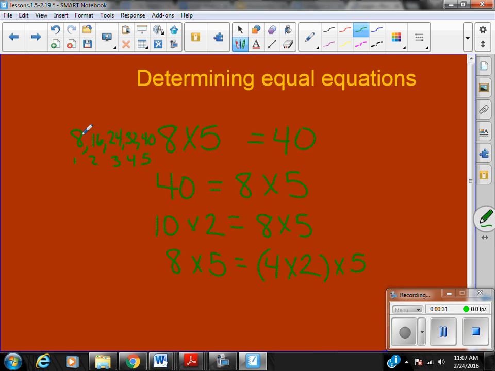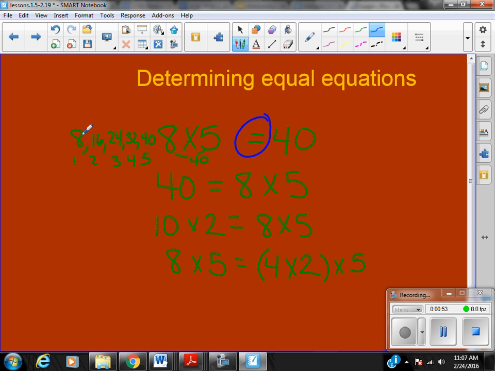If I count by 5 8 times, it gives me 40. So figuring out that this side is equal. When you're looking at an equal sign, it doesn't mean the answer, it means what's on one side is the same as what's on the other side.